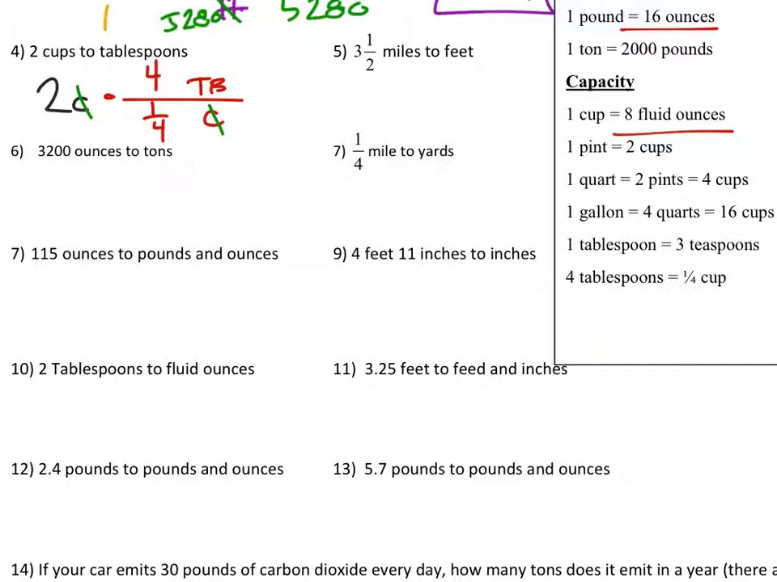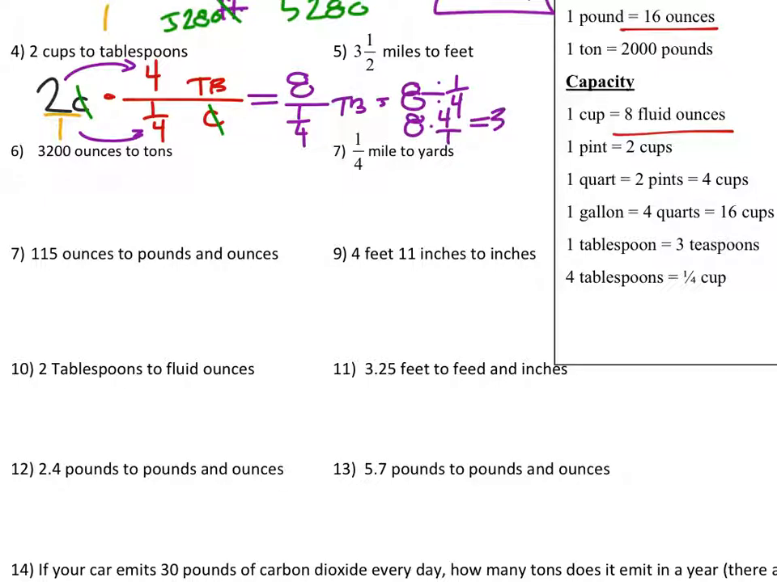So using fraction multiplication, 2 over 1, we get 2 times 4, which is 8, over 1 times 1/4, which is 1/4. And that's tablespoons, but to simplify this, that's really 8 divided by 1/4, which we can change to 8 times 4 over 1, which would be 32. So it appears that 2 cups is the same as 32 tablespoons.